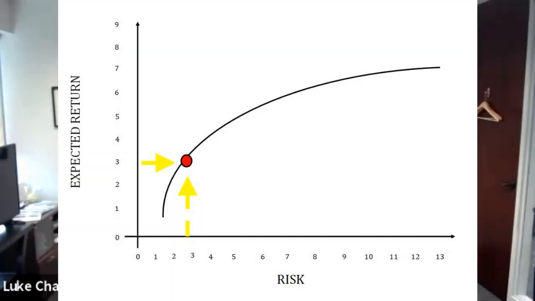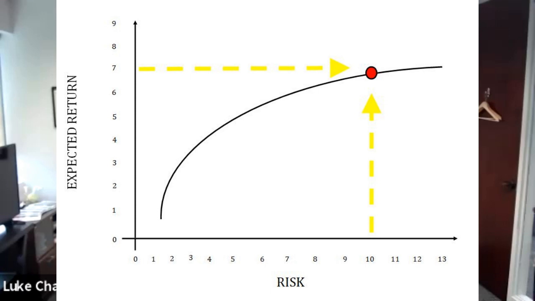Well, Matt, if somebody is looking for, say, 3 units of return per year, they really shouldn't be taking more than 3 units of risk. That is inefficient. They only need to take 3 units of risk for an expected return of 3 units. On the flip side, if somebody is comfortable taking on 10 units of risk in their portfolio, they should expect 7 units of return. However, if they're only receiving 3 units of return while taking 10 units of risk, that too is inefficient.